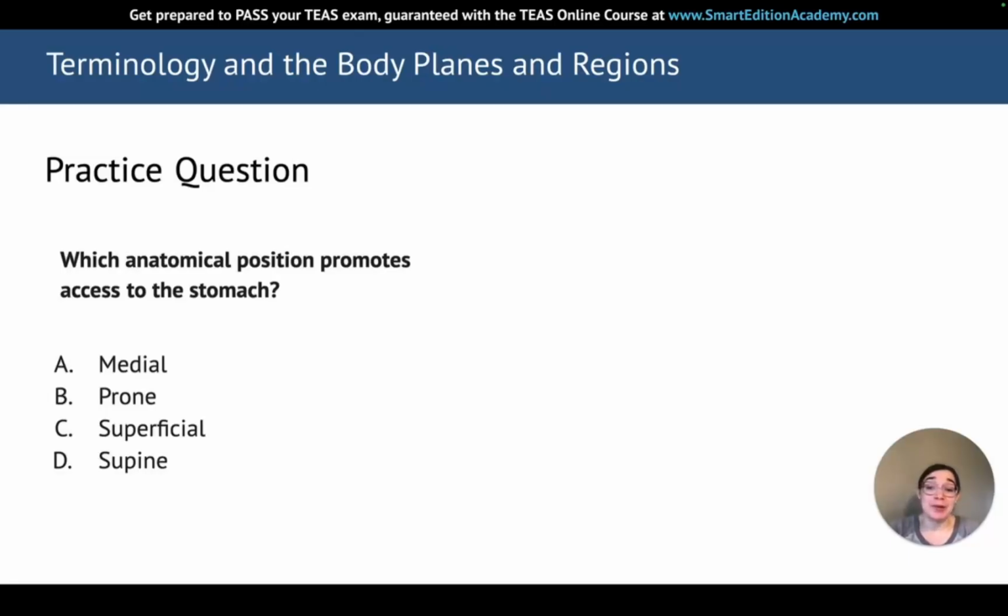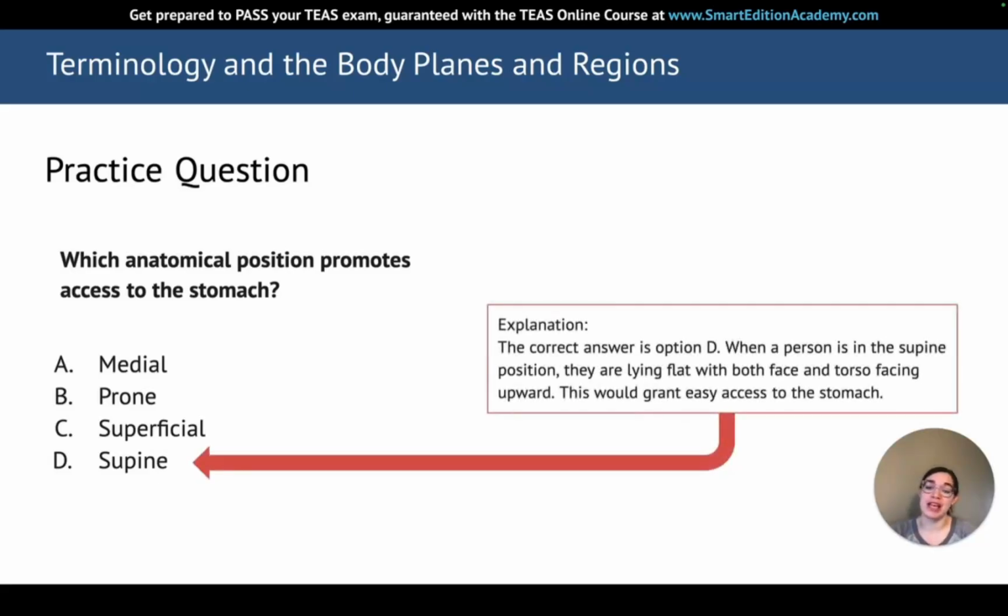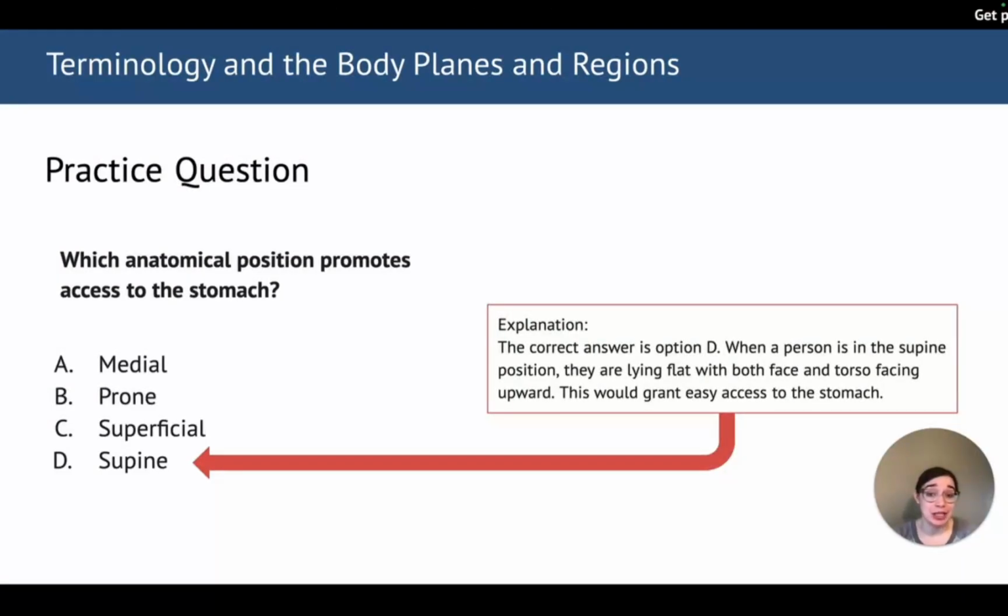Which anatomical position promotes access to the stomach? Is it A, medial? Is it B, prone? Is it C, superficial? Or is it D, supine? And the correct answer is going to be option D. The supine position promotes access to the stomach. So when a person is in the supine position, they are lying flat on their backs.